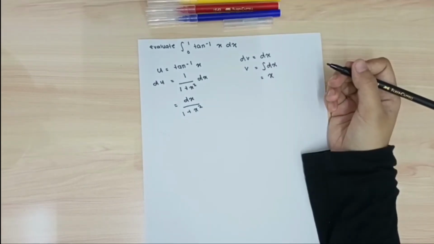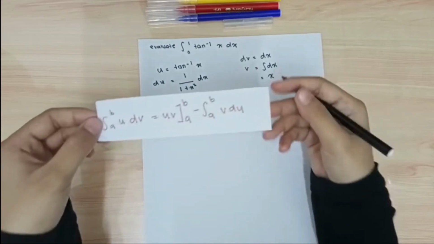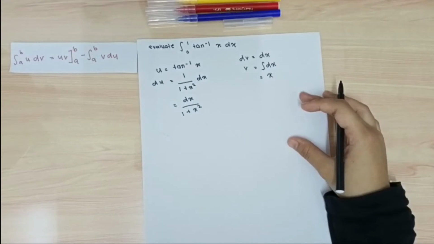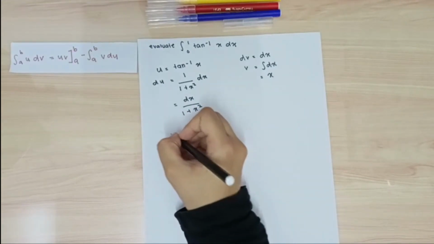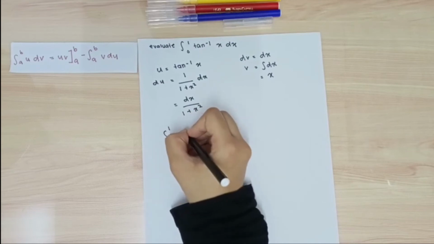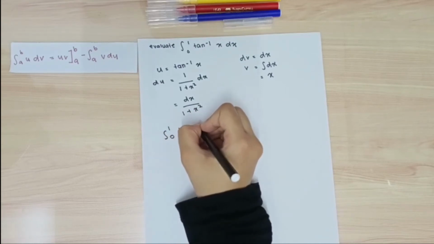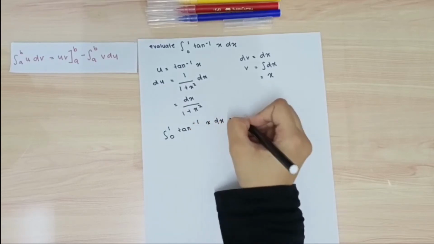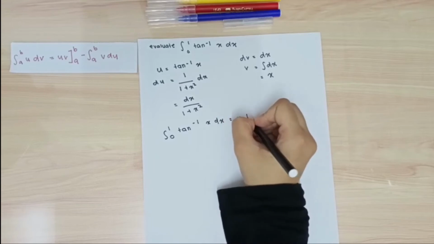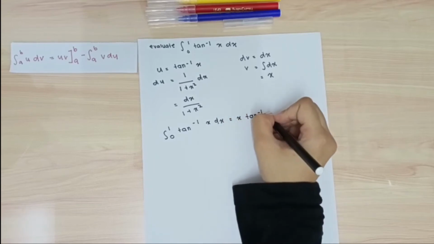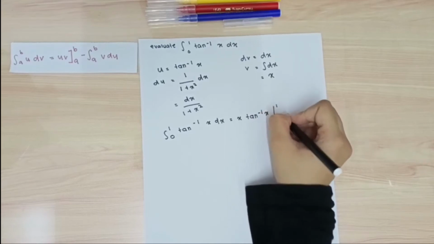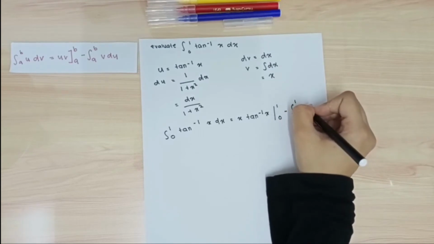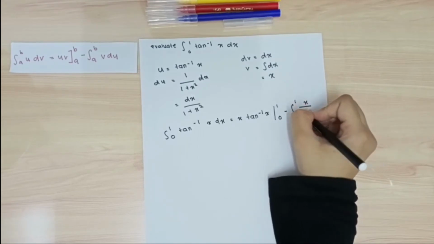So put them together by using the integration by parts formula. We get the integral from 0 to 1 of tangent inverse of x dx is x tangent inverse of x from 0 to 1 minus the integral from 0 to 1 of x over 1 plus x squared dx.